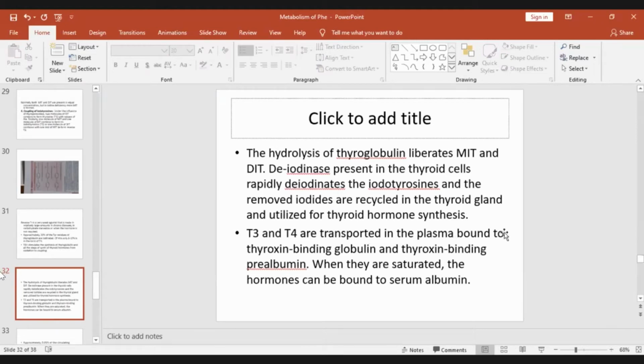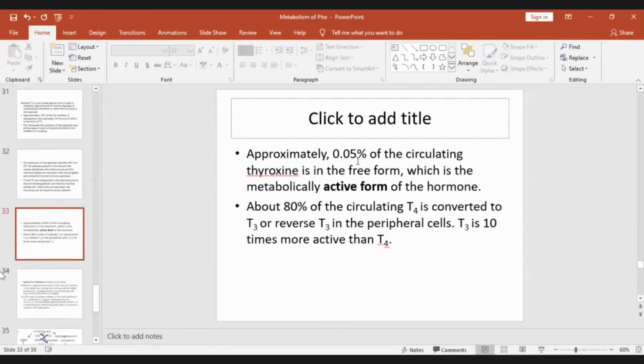T3 and T4 are transported in the plasma. Once these T3 and T4 are released, they are transported in the plasma bound to thyroxine binding globulin and thyroxine binding prealbumin. When they are saturated, the hormones can be bound to serum albumin also. A very small amount, 0.05% of the circulating thyroxine, is in the free form, which is the metabolically active form. About 80% of the circulating T4 is converted to T3 or reverse T3 in the peripheral cells. T3 is 10 times more active than T4, whereas reverse T3 is the inactive form.